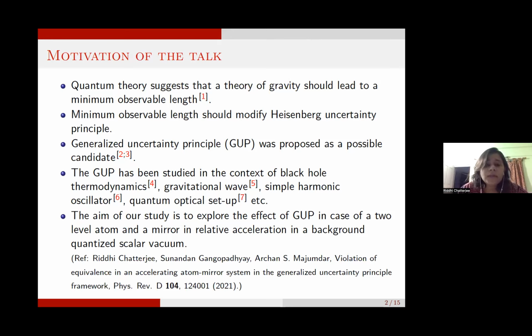And actually, a lot of studies have already been done in this direction. GUP has been studied in the context of black hole thermodynamics, gravitational waves, simple harmonic oscillator, quantum optics, and particle in a box. And there are a lot of papers in this direction. So in this talk, our aim is to explore the effect of GUP in the case of a two-level atom and a mirror, which are in relative acceleration, and they are sitting in a background quantized scalar vacuum.